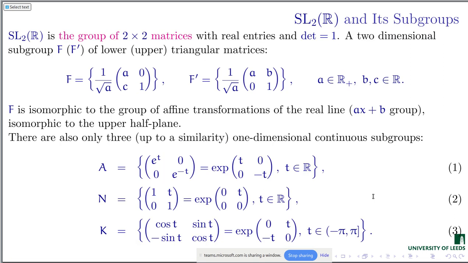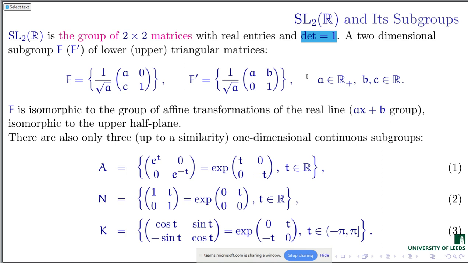To explain where these numbers appear, we consider the group SL2R. This is the group of 2 times 2 matrices with real entries and determinant equal to 1. Because the group operation is matrix multiplication, the product of 2 such matrices again has determinant equal to 1. And if the determinant equals 1, it's non-zero, so the matrix is invertible. So such matrices do form a group.